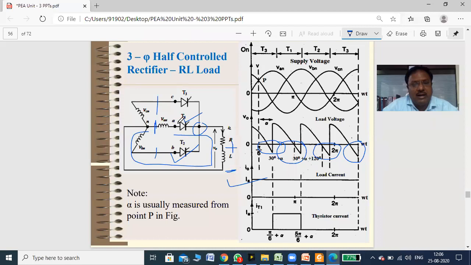Now, whenever the phase voltage A is less positive as compared to any other, what happens? The inductor energy starts to release through the same SCR. So SCR1 is continuously conducting till the second SCR is triggered, or maybe another SCR is triggered. Then again it will start to store the energy in its magnetic field. Then it will conduct up to 30 plus alpha plus 120, right? So this will conduct for the next alpha, right?